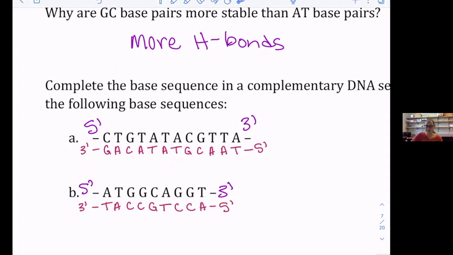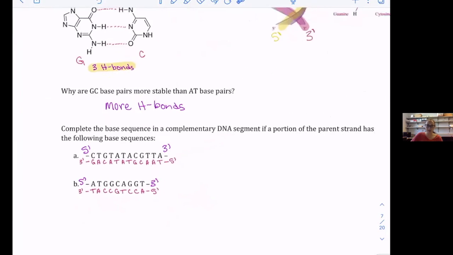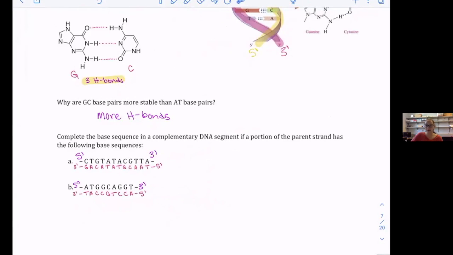So both of these are examples of that. Go ahead and do them on your own. I have these answers written in, but try those out on your own to make sure that you understand which pairs go with what.